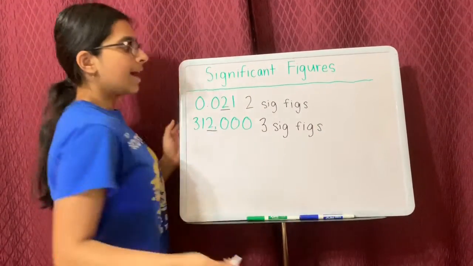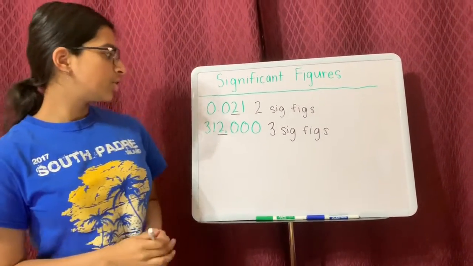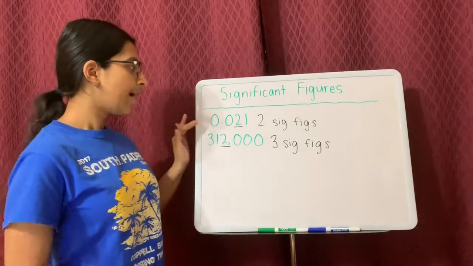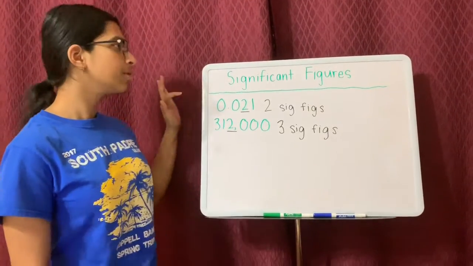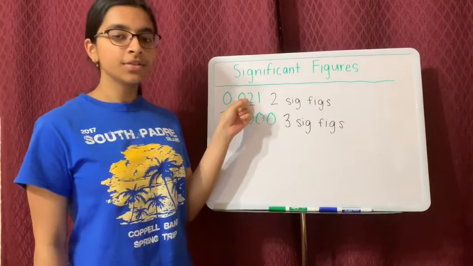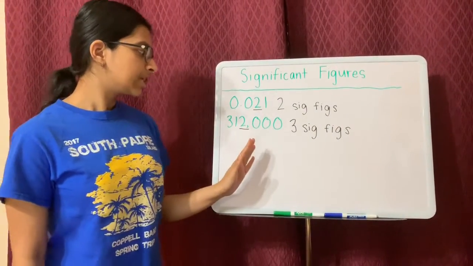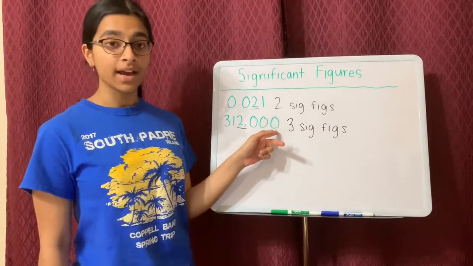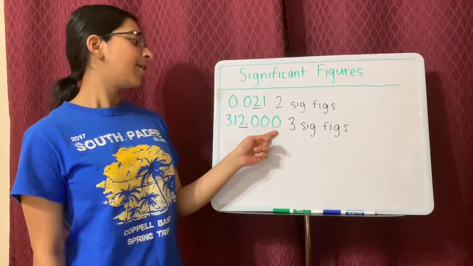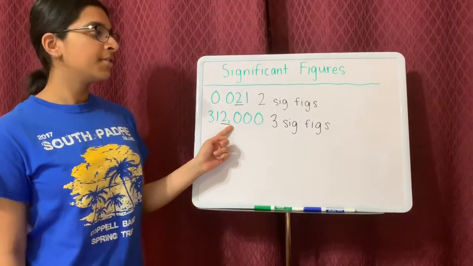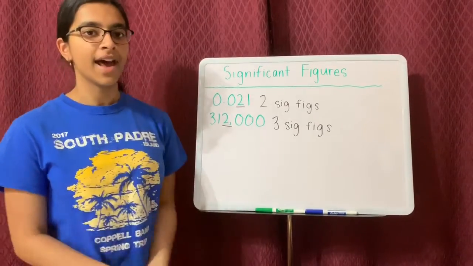As we can see from these two examples, the generic rule is: when you have a decimal point, start counting from the left, find your first non-zero digit, and count everything after that as a Sig Fig. When you do not have a decimal point, you start from the right side and go backwards, find your first non-zero digit, and count everything including that and after that as Sig Figs.